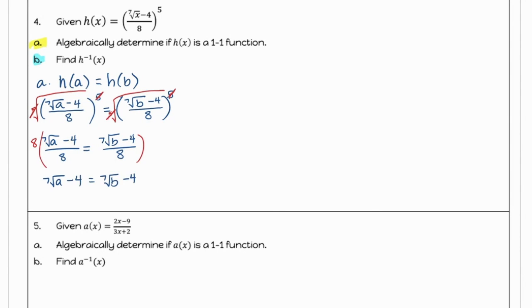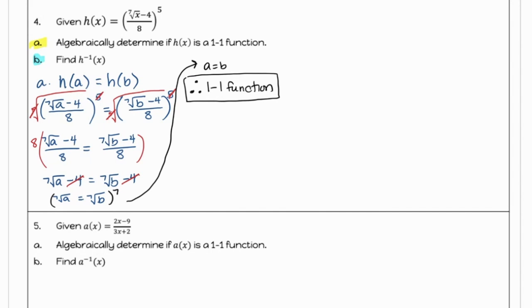Okay, so I'm up to the easier part. Plus 4 on both sides knocks that out. I'm left with the 7th root. And to get rid of that 7th root, what we would do is raise everything to the 7th power. Anytime you are taking the root of an odd number or raising it to an odd power, you're going to get whatever the radicand was. So again, in this case, a equals b. Therefore, one-to-one function.